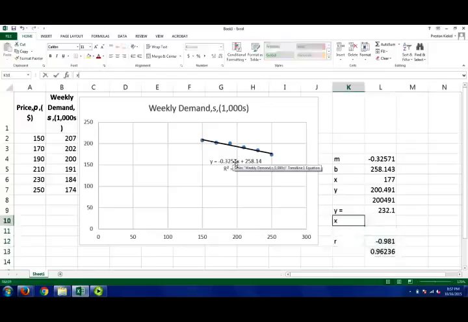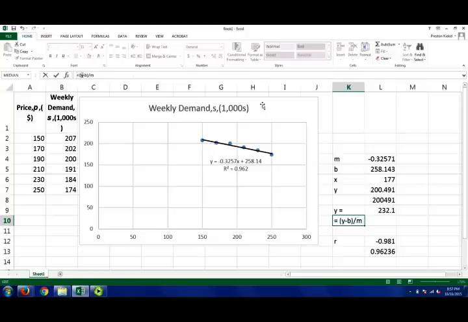Well, if y equals mx plus b, then it follows that y minus b equals mx. It follows that I could subtract b from both sides using the magic of algebra, and then divide both sides by m. And that's how we get it. So let's go ahead and do that.